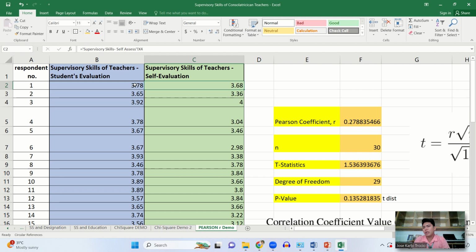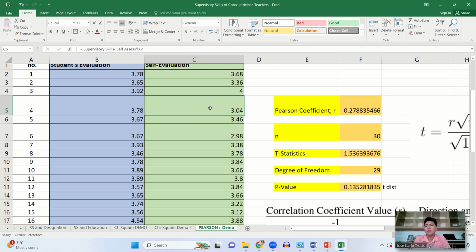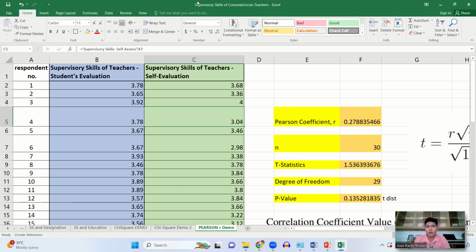As you can see, students' evaluation is greater but their evaluation is less than. But as you can see here in this other variable, 3.65 for the students' evaluation but less than. Or also here, you have students' evaluation 3.78, less than the self-evaluation. So they really vary from each other. That's why we use the Pearson R correlation.